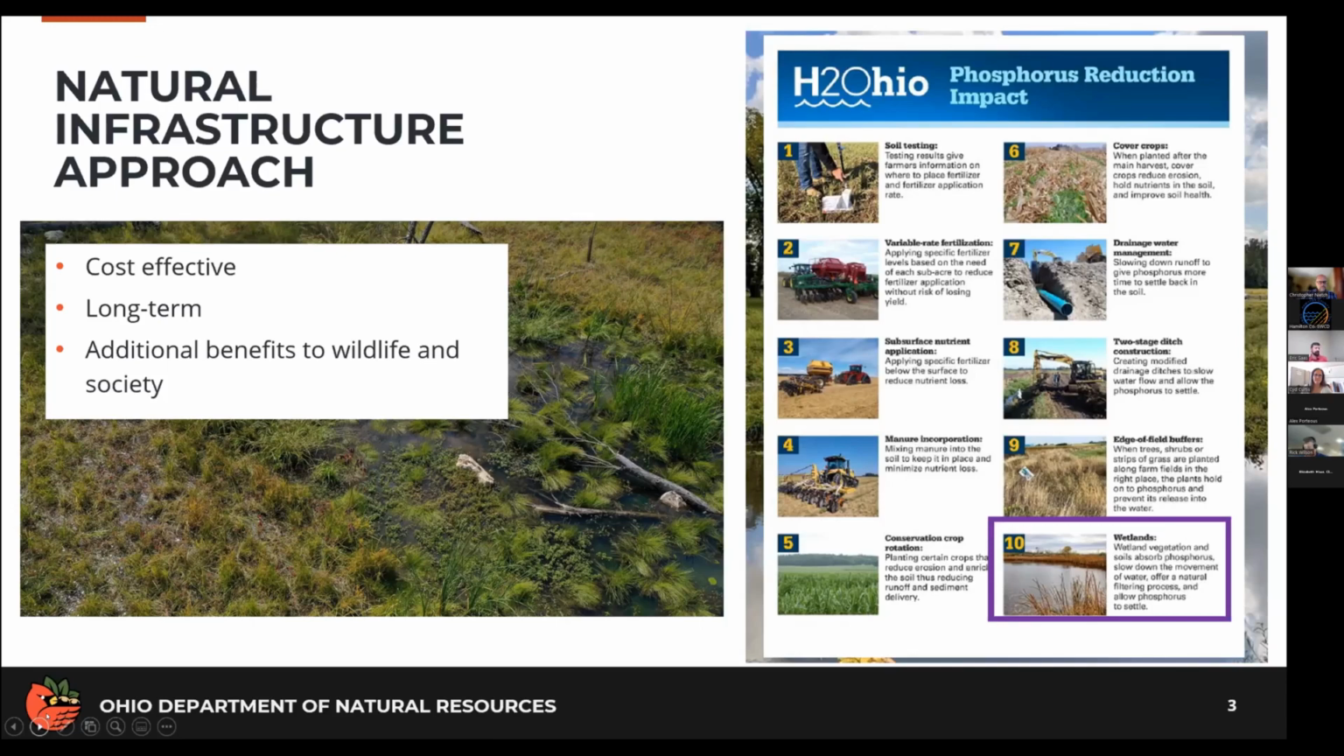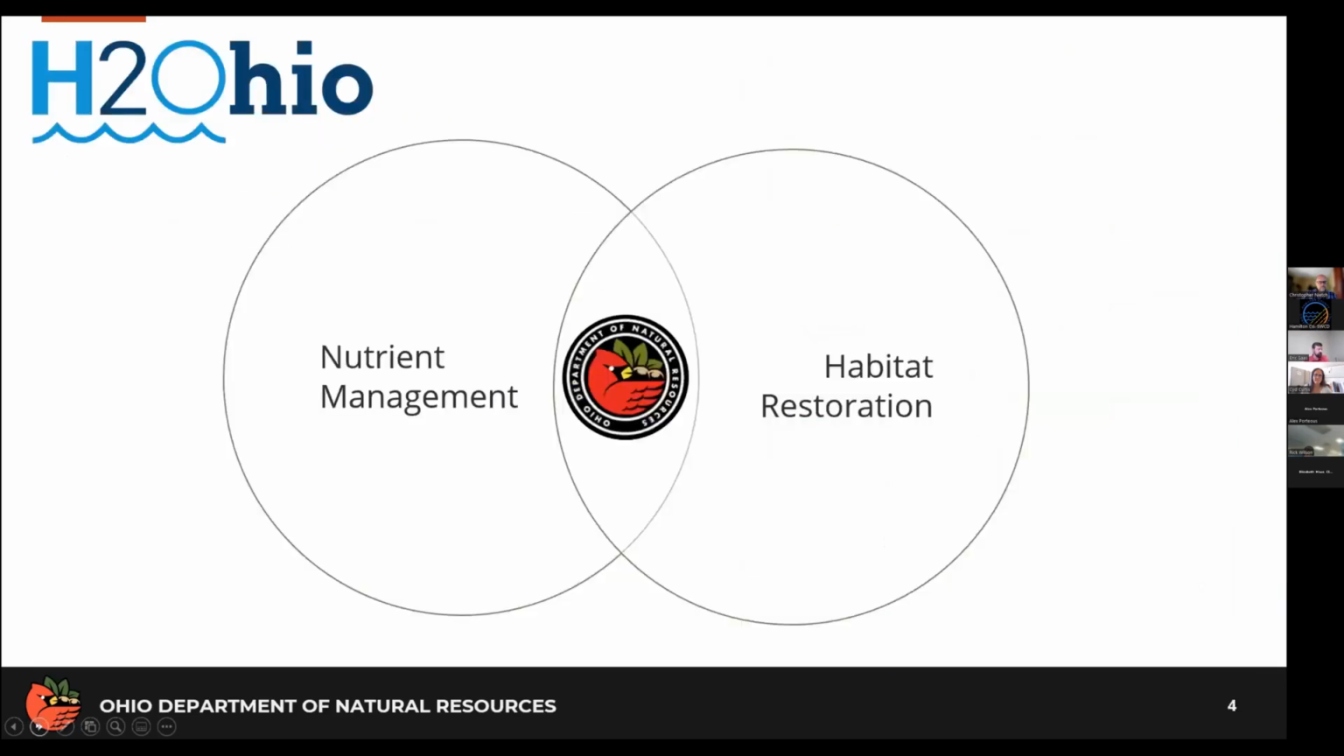There's indication from the literature this is cost effective. When we reestablish ecosystem services, this is a long-term benefit. And then, of course, there are plenty of corollary benefits to wetland restoration and similar natural infrastructure. We don't really quantify those currently through our program, but we know that those co-benefits exist. We live at that intersection of nutrient management and habitat restoration, much like a lot of the 319 work that's being done.